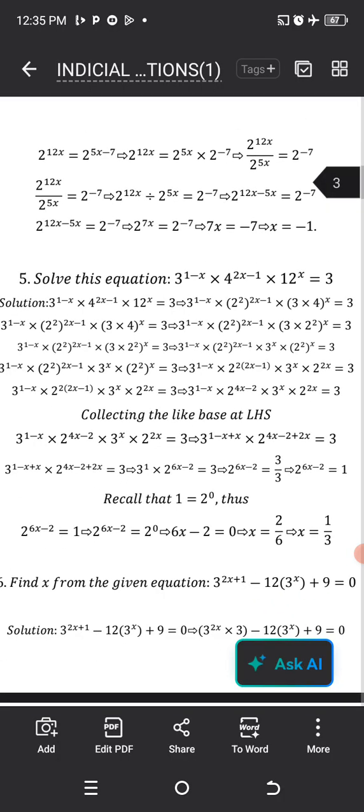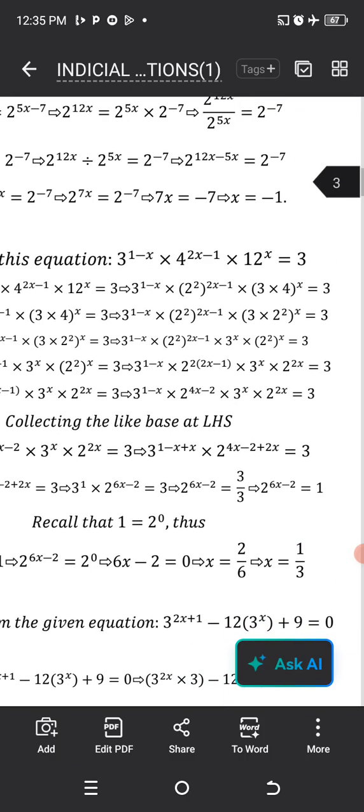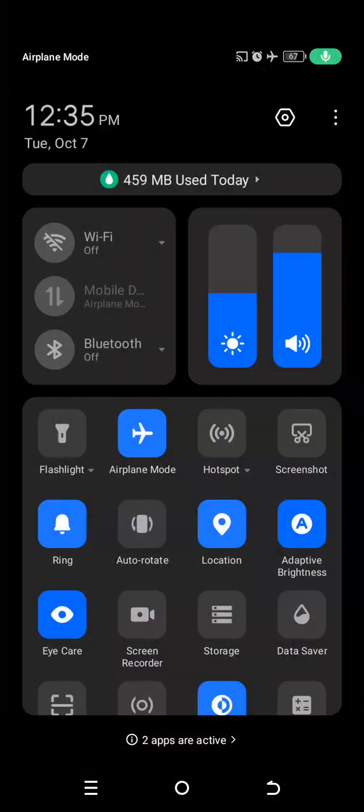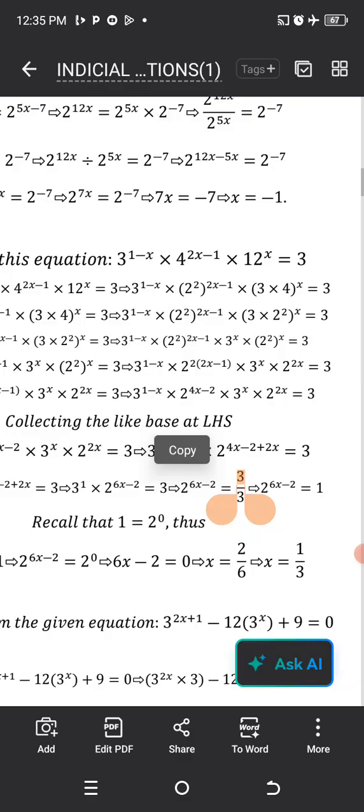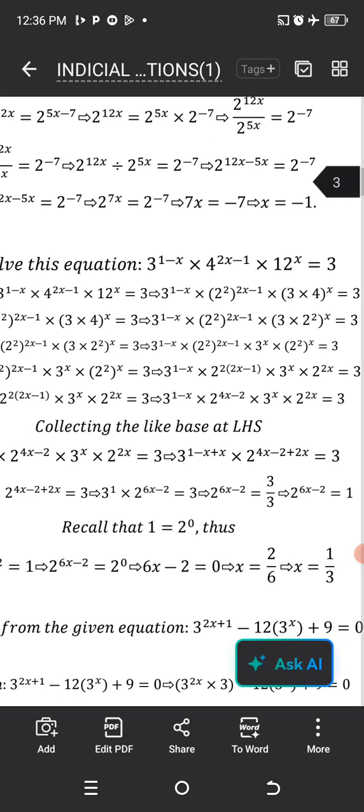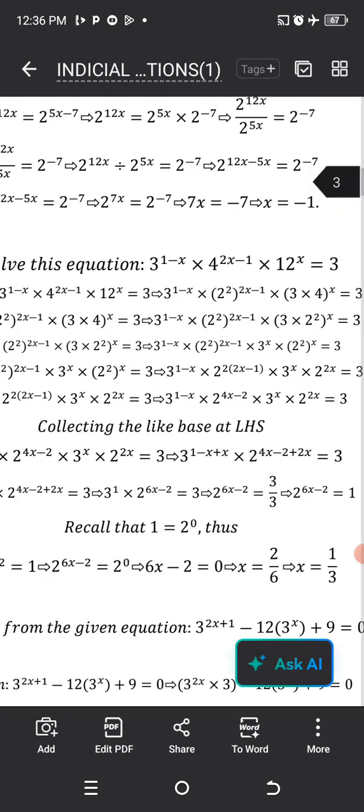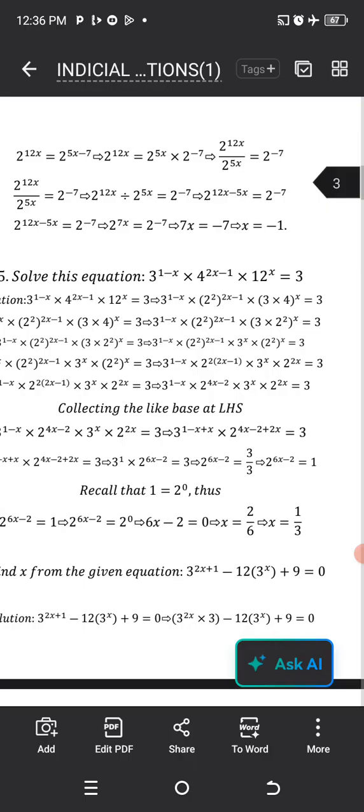So the solution, the question says solve the equation such that what? 3 raised to power 1 minus x multiplied by 4 raised to power 2x minus 1 multiplied by 12 raised to power x equals 3. You say, yeah, why is this 12 occurring now? Don't need to panic. The mathematicians, all the examiners, all the people that set questions want to play with our intelligence, how we can think. So you just need to make life easier for yourself actually.